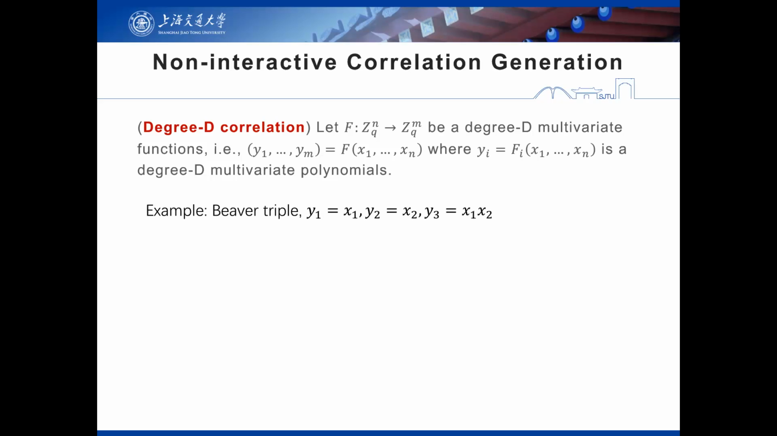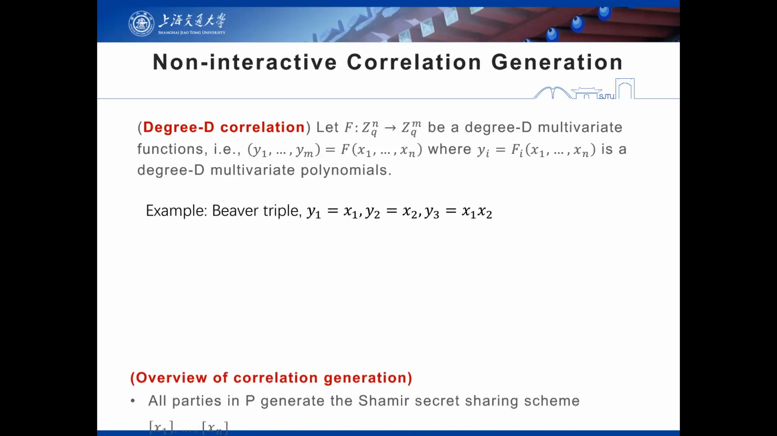A very simple example is a Beaver triple. In a Beaver triple, we have y1 equals x1, y2 equals x2, and y3 equals x1 times x2. So it's a degree 2 multivariate polynomial function. So this degree d correlation generalizes the Beaver triple idea.